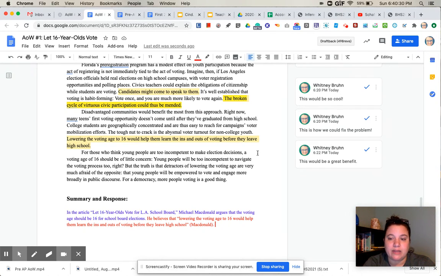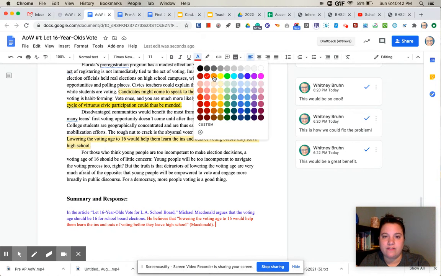So I want to explain more. I want to offer analysis. I want to show how this concrete detail that I picked here proves what I'm saying in my topic sentence. So I'm going to turn my font to green.